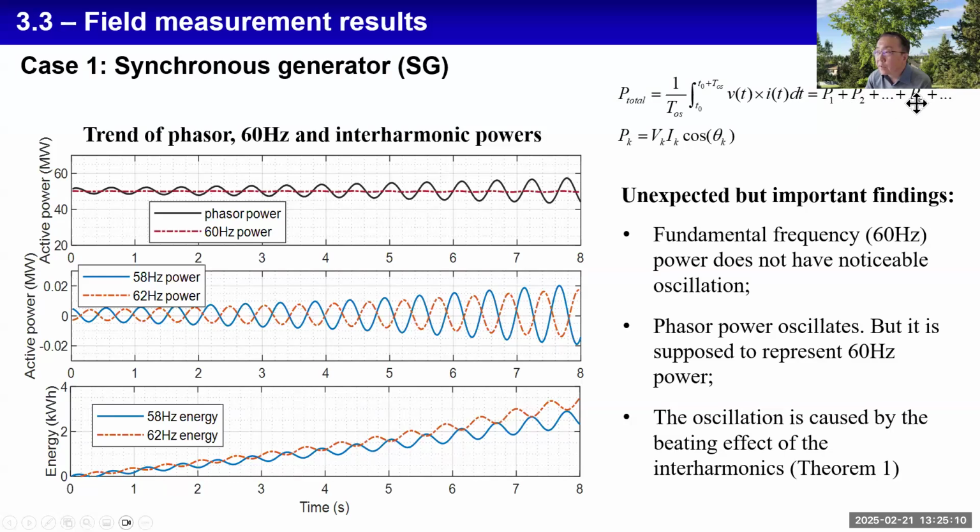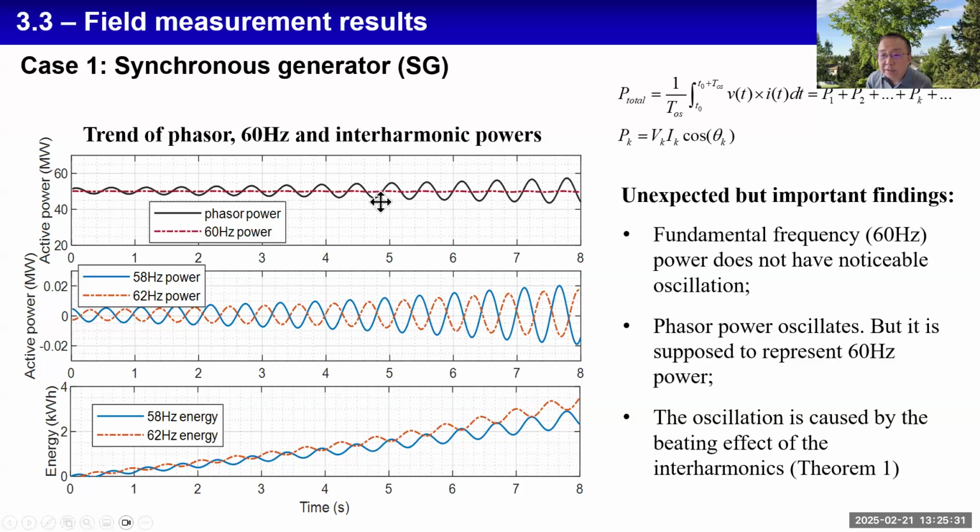For example, the interharmonic frequency is here. So you compute each component. This is what we have computed: 58 hertz interharmonic power, 62 hertz interharmonic power. Integration of this, you get a positive energy output. So you basically inject the interharmonic power to the grid.